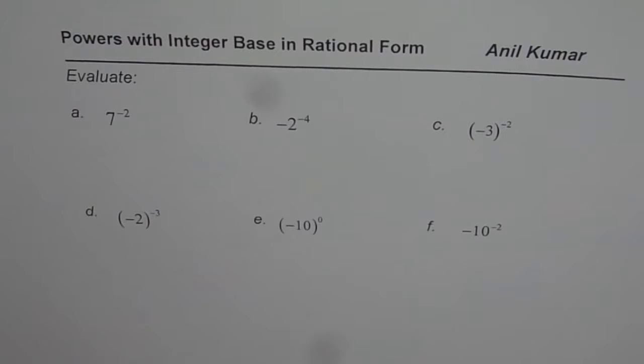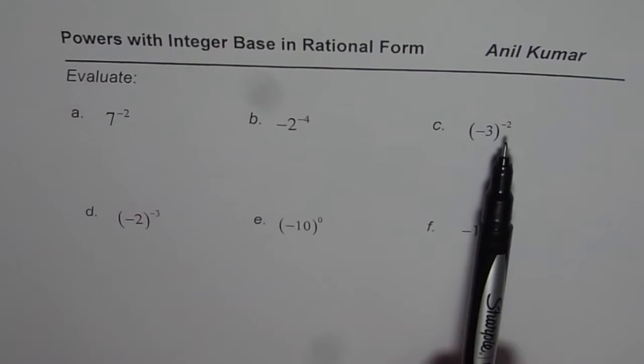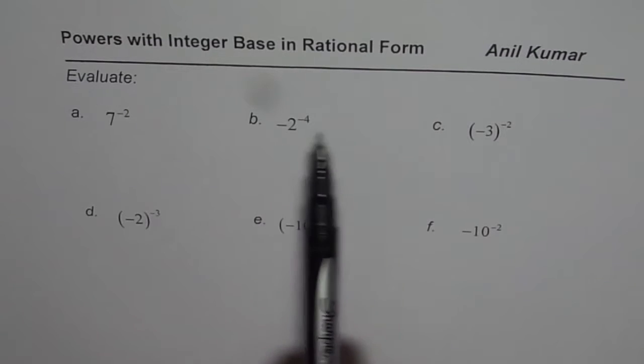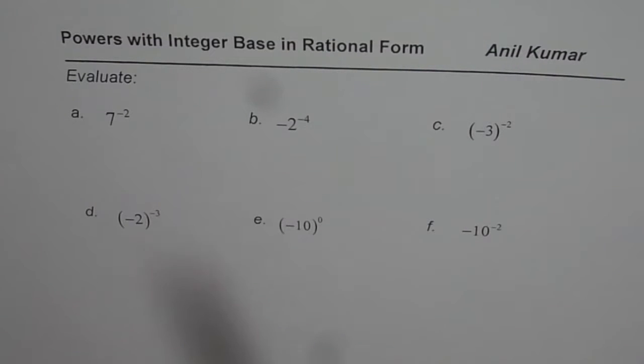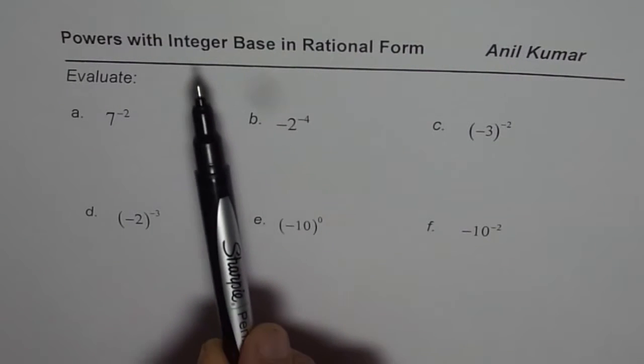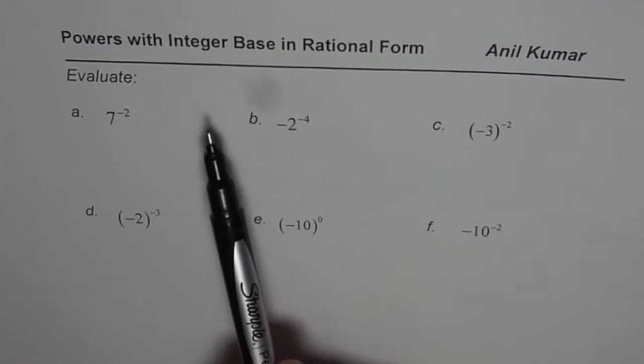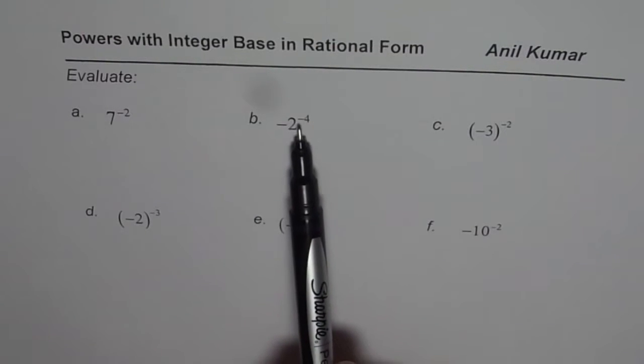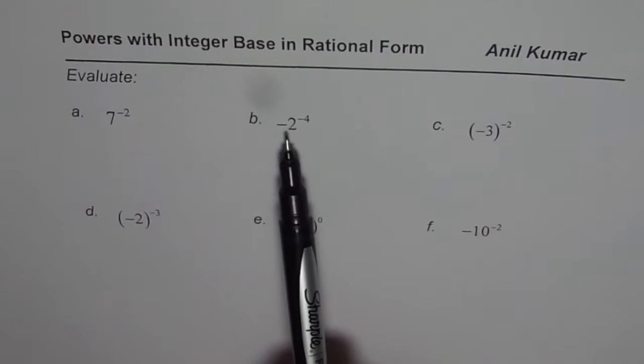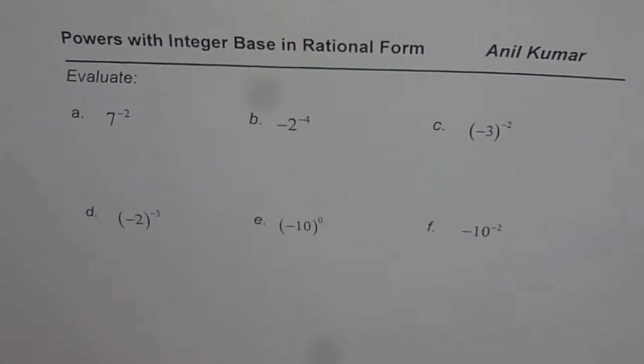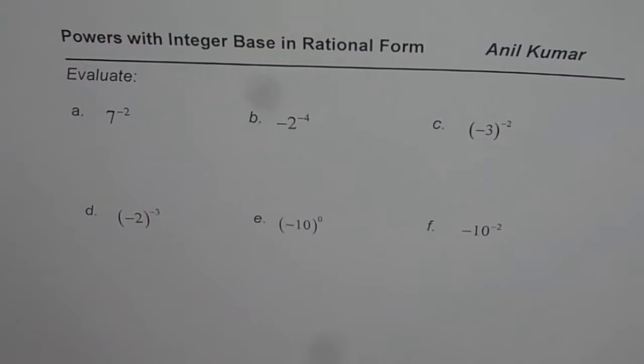So what you notice here is the exponents are negative, right? All these exponents are negative, and also the base at times is also negative. Now negative base means integer base for us. Rational form, because this is negative, so we'll get the reciprocal, and that reciprocal makes it a rational form. Now with that, I'd like you to pause the video, evaluate the given expressions, and then check with my solution.